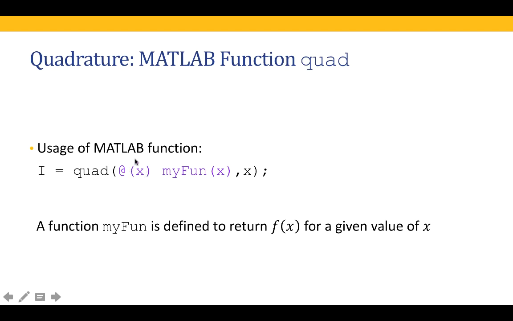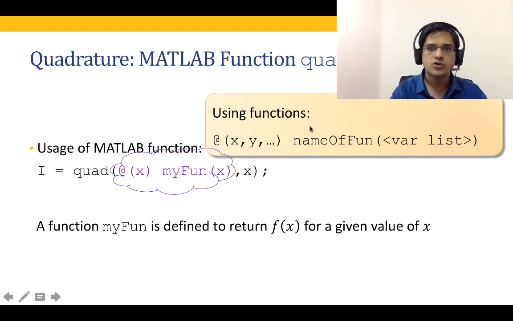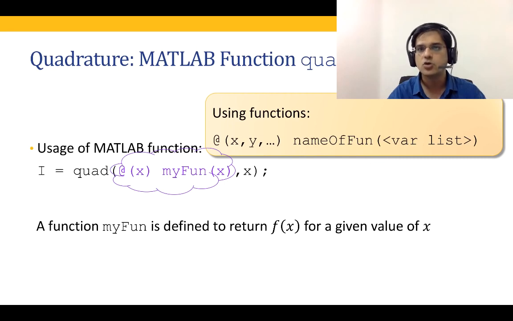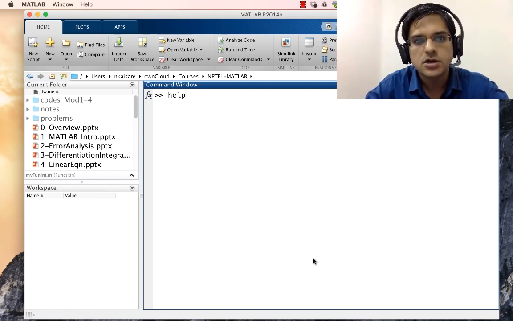This x is specified in the brackets after the @ sign, and myfun is the name of the file that we are going to use in order to pass on that function. The x values are the values at which we are going to calculate our integral. This is going to be the common syntax for any function that we pass as an argument to a MATLAB command. So let's go to MATLAB and look at this now. I will do help function handle.